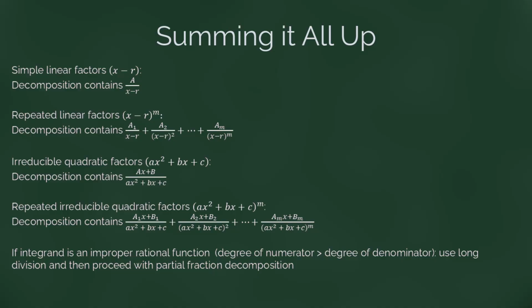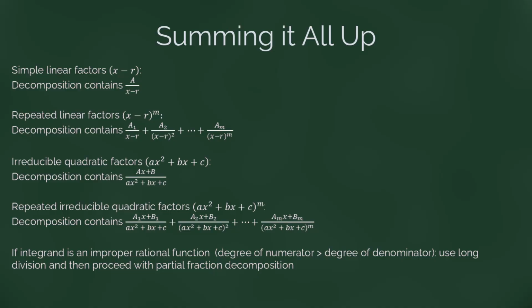If any of those linear factors gets repeated, so it now has an exponent on it, you're going to include in your decomposition every power of that factor up until you reach the exponent. So in other words, if I had x minus r to the third, I would have to have 3 terms, one containing x minus r to the first, one containing x minus r to the second, and one containing x minus r to the third. And you'll do that for whatever value of m your exponent has.